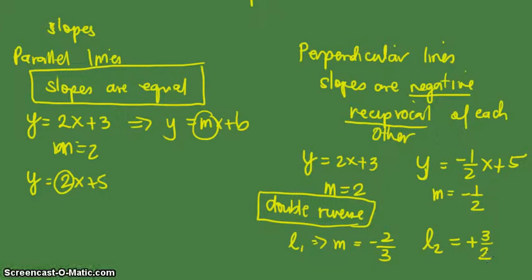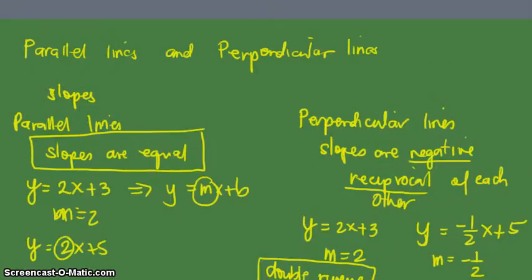Okay, so always take note that when you are dealing with parallel lines, the slopes are equal, and when you're dealing with perpendicular lines, the slopes are negative reciprocal of each other.